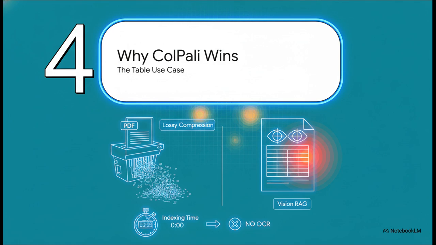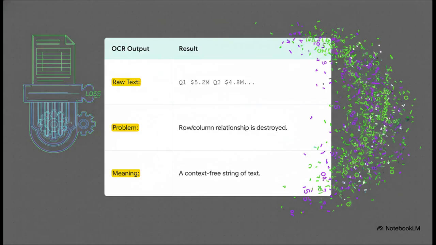Okay, so the theory sounds great, but where does this vision-first approach just completely dominate the old way? I'll tell you where. The killer use case is tables. We have all seen this nightmare. You have a beautiful, clean, perfectly structured table. You feed it to your OCR pipeline, and out comes this jumbled mess of text soup. The system knows the words Q2 and 4.8M are near each other, but it has absolutely no idea they belong to the same row. The spatial relationship, the very thing that gives a table its meaning, is just gone.